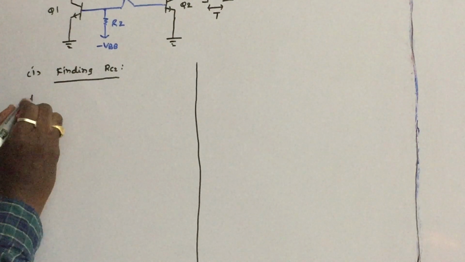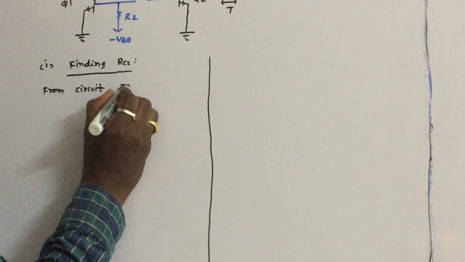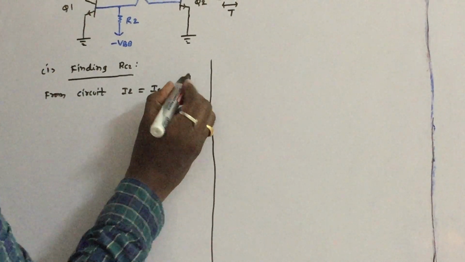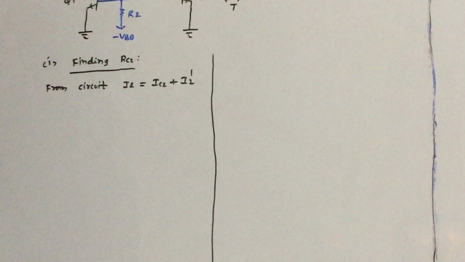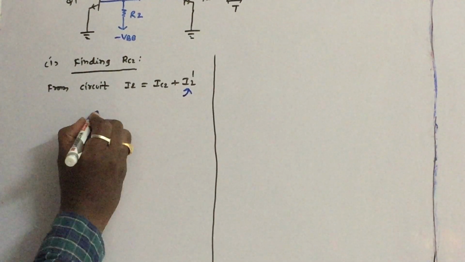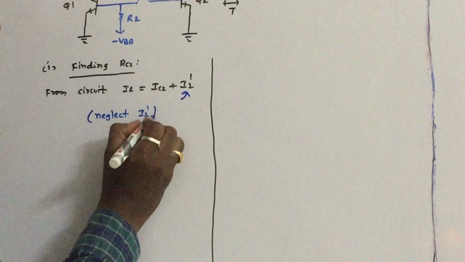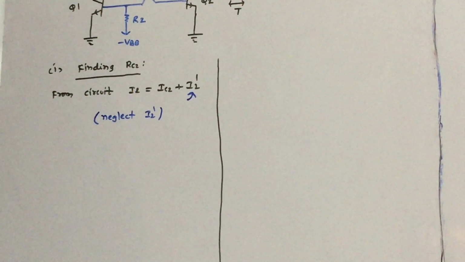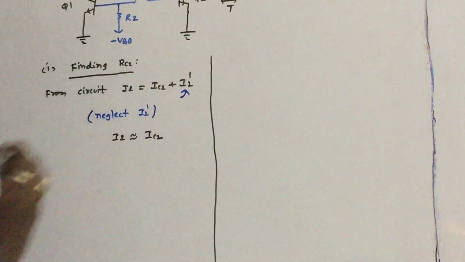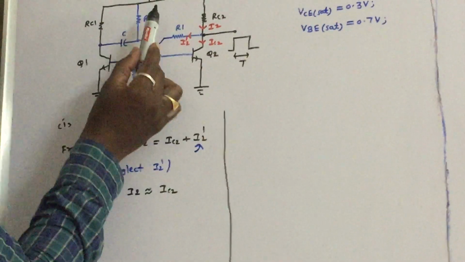From the circuit, what is I2? I2 is written as IC2 plus I2 dash. But I2 dash is the base current of Q1, which is in microamperes, so we can neglect it. Therefore I2 is approximately equal to IC2. As previously we have done these problems, finding RC2 is very simple.